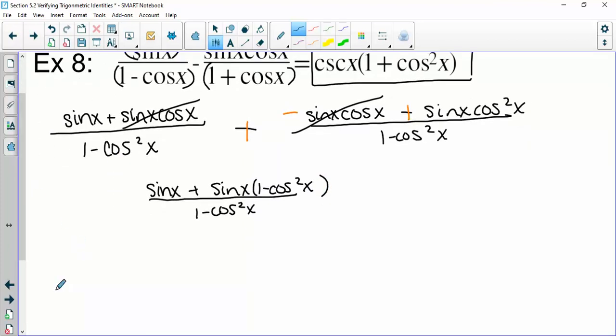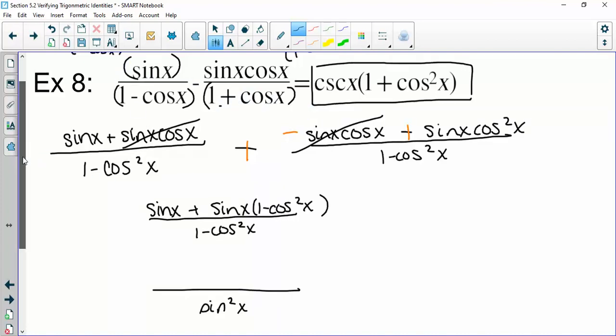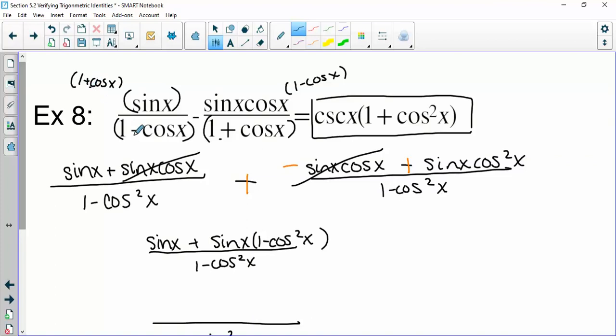We are actually super close to the answer. After cross multiplying, we got a common denominator, and now we're just adding the tops. Where did you get the 1 minus cosine squared x? The denominator, when we multiplied this one by 1 plus cosine on top and bottom.